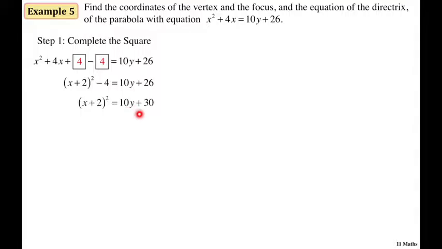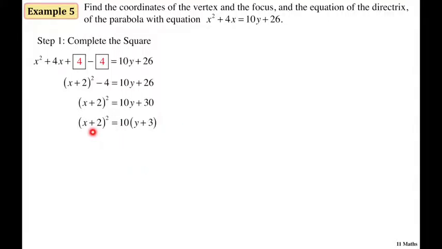Now on the right hand side I'm going to take out a common factor of 10, which will leave me with 10 bracket y plus 3. This is now in bracketed form. It's an x squared equals 10y. X squared means it opens upwards or downwards. A plus 10 means it will open upwards. So this is a parabola that opens upwards.